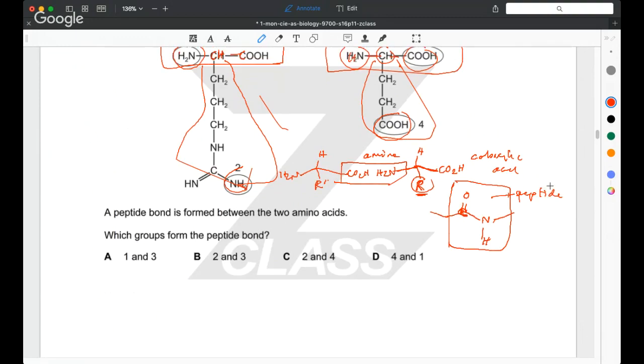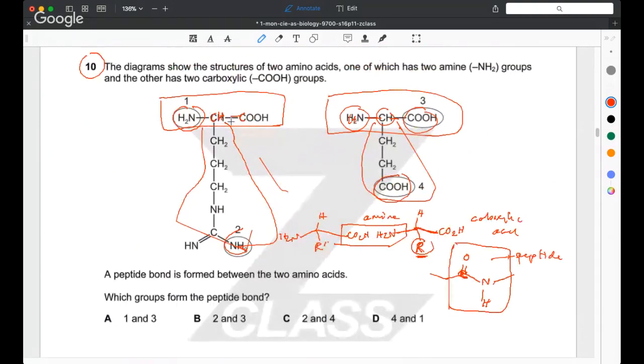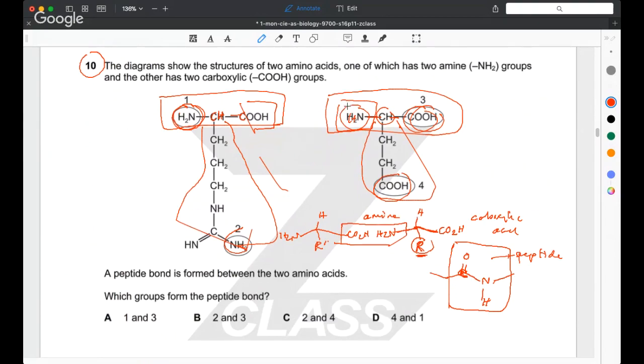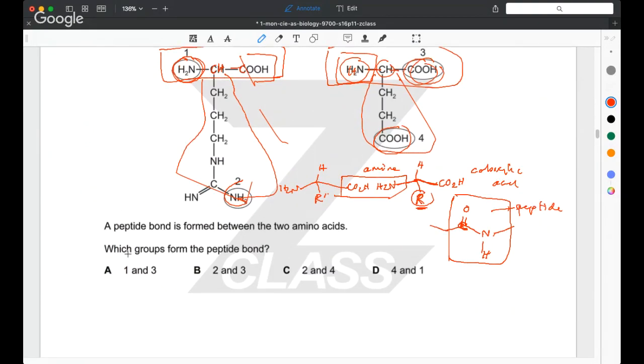And so, which are the groups that are going to form the peptide bond? Well, it's going to be that joining with that. The way they've drawn this, it would be much easier to say that carboxylic acid joining with that amine. But I suppose they're just getting you to think a little bit more carefully about that. So the groups that are going to join together to form the peptide bond are 1 and 3. So that's answer A.